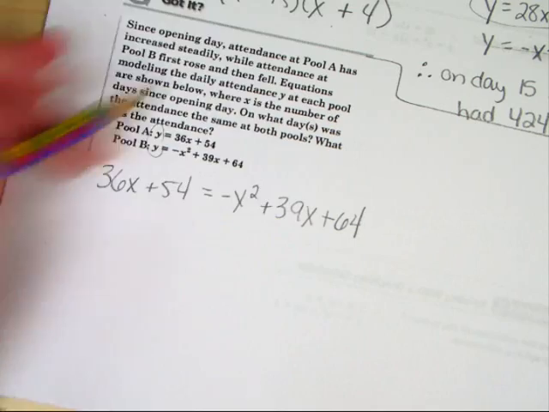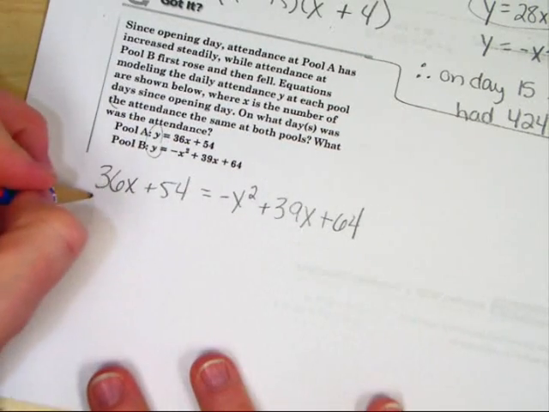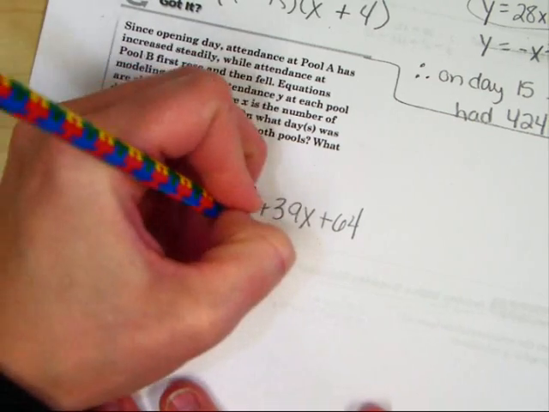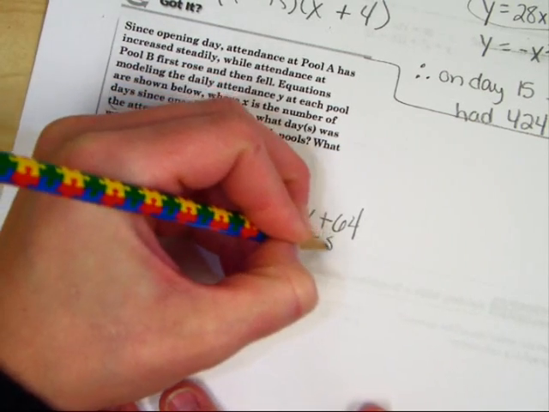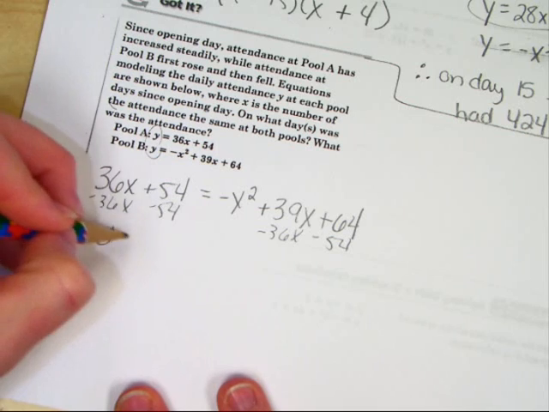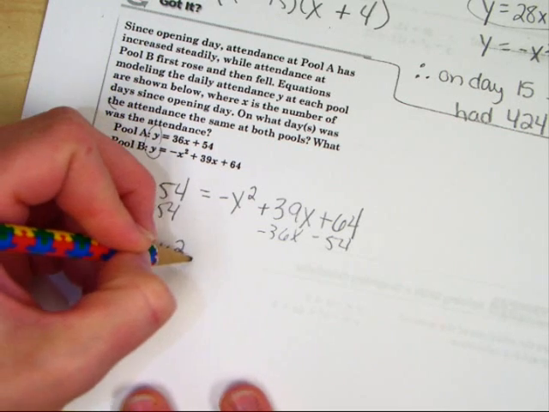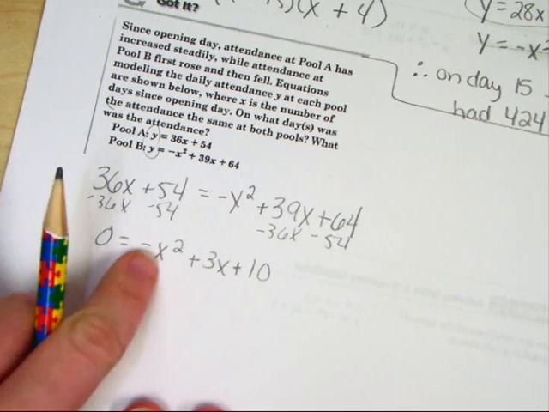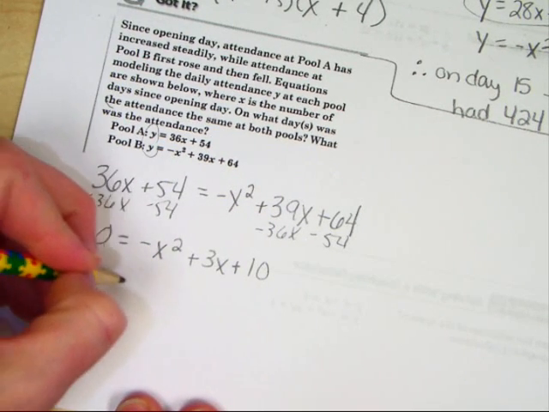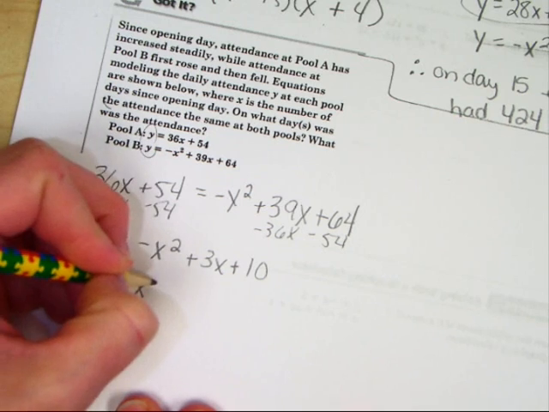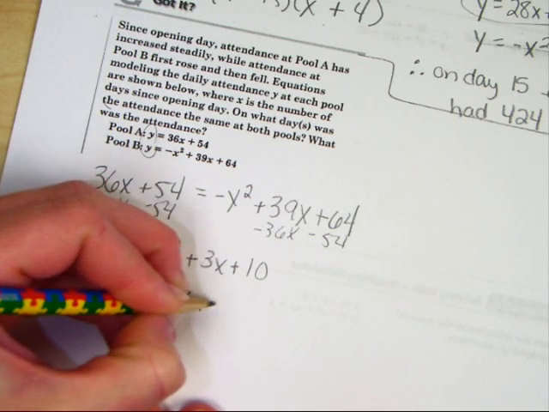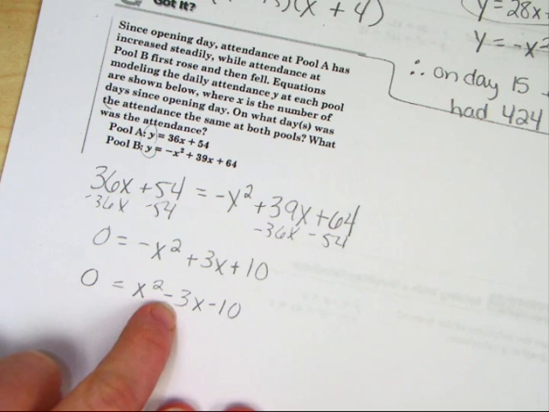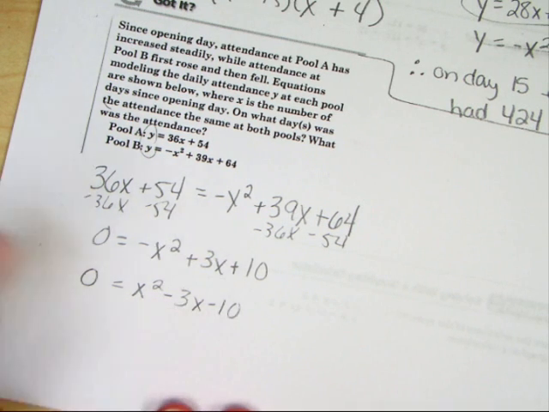Okay. Now we're going to take everything over. So minus 36x minus 54 on both sides. 0 equals negative x squared plus 3x plus 10. I don't like that negative out front, so I'm going to divide everything by a negative 1. 0 is still 0, x squared becomes positive, 3 becomes negative, and 10 becomes negative.